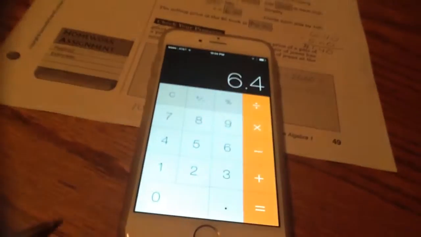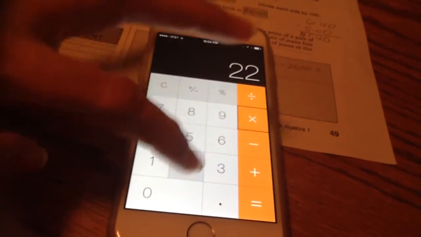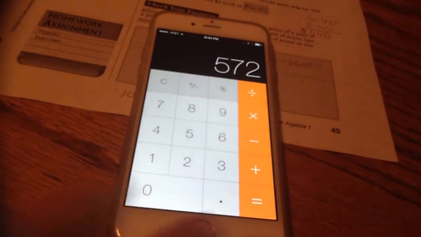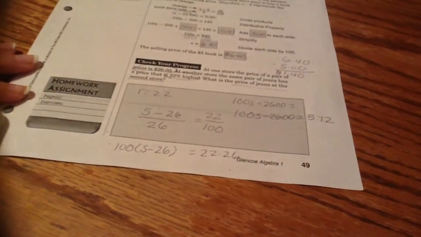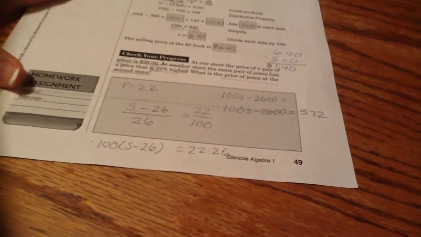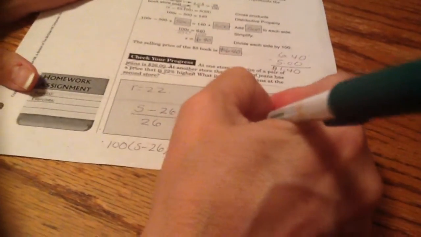Okay, then when you solve that, hopefully you did 100 times S minus 26 is equal to 22 times 26. And hopefully I'm going to move up over here. 100S minus 2600 equals, and we're going to do 22 times 26 on our calculator. So 22 times 26 gives me 572. So 100S minus 2600 equals 572. Two-step equation. What do we do first? Correct. We add 2600.